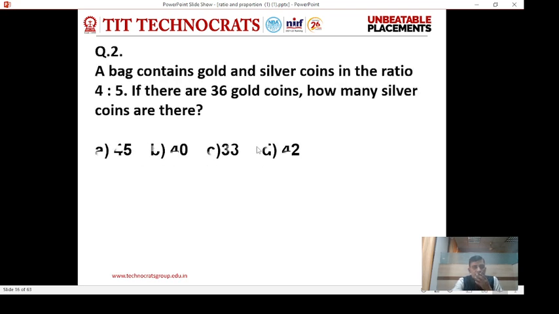Next, a bag contains gold and silver coins in the ratio 4:5. If there are 36 gold coins, how many silver coins are there? So guys, we are given 36 gold coins. So the gold coins' value is 4 ratio. 4 ratio is equal to 36. So 1 ratio is equal to 9. Yeah, 1 ratio is 9. So 5 ratio means the value of silver coins. So silver coins will be 5 into 9, which means 45. So the answer will be option A.